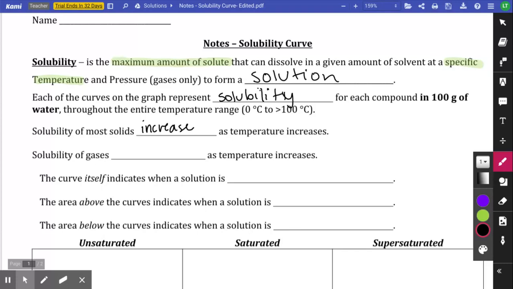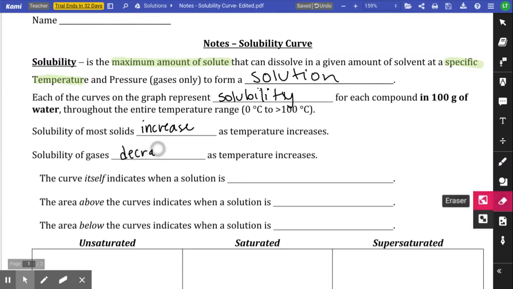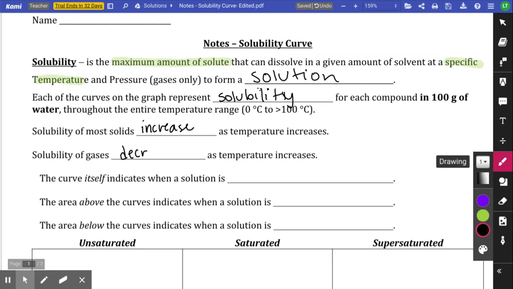So that's with solids. But with gases, the solubility of gases decreases as the temperature increases.